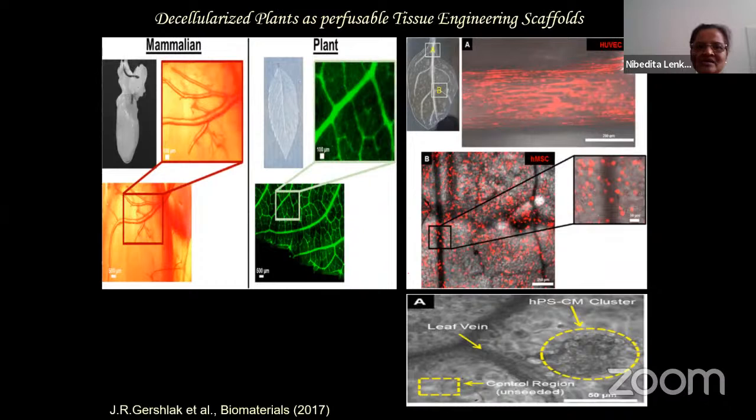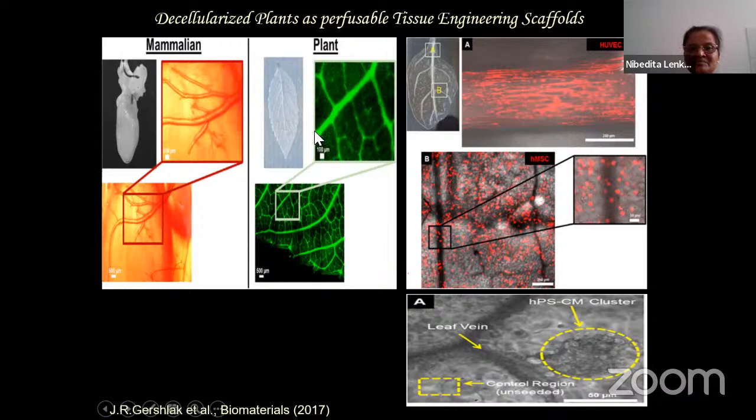As you can see, the spinach leaf has all those, these are actually looking like the artery and veins in the heart. So using the same spinach leaf, they have decellularized it. And wherever they injected specific dyes, they have seen that it is in fact infiltrating.